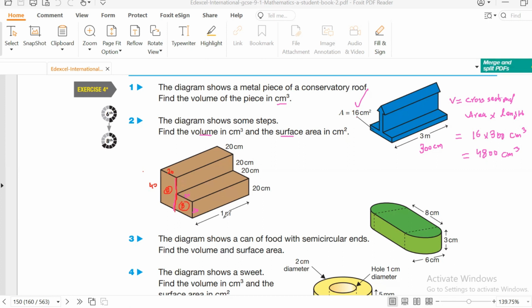Then multiply with the length. In 1 meter, how many centimeter? 100 centimeter. So this is your required length. First, we will work on the cross sectional part.